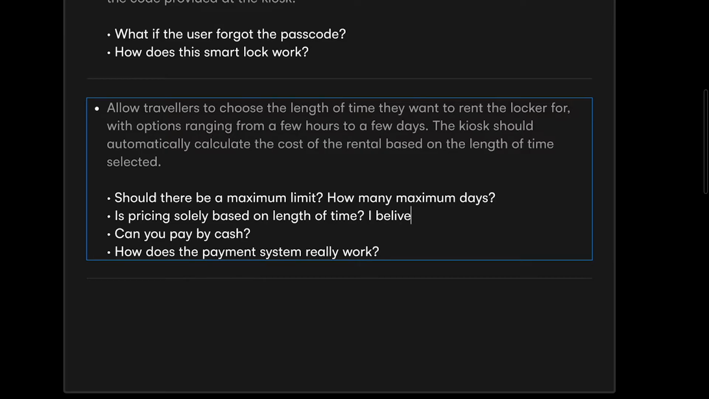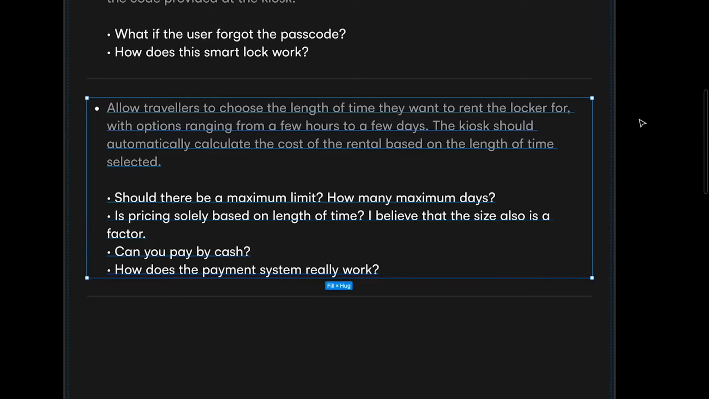I believe that the size also is a factor. Right, so the bigger the size of the locker, the more it's going to cost, right?